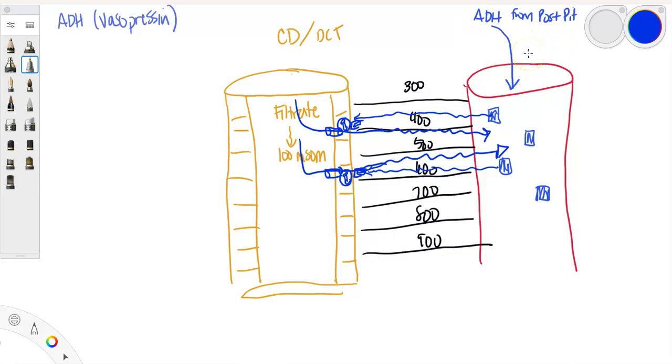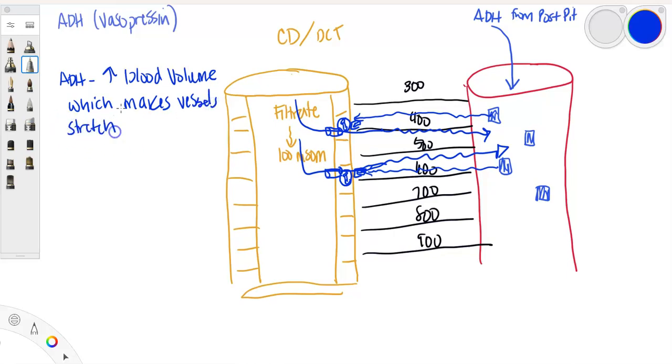What happens then? Water enters the bloodstream and it increases blood volume. Okay. So ADH increases blood volume, which makes vessels stretch, which equals increased blood pressure. Okay?